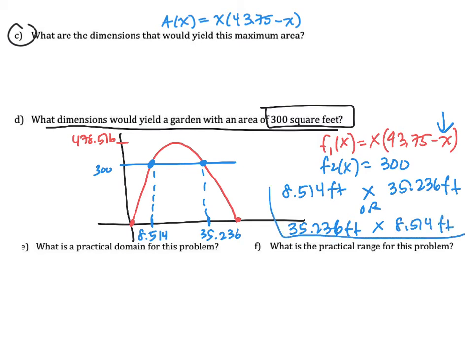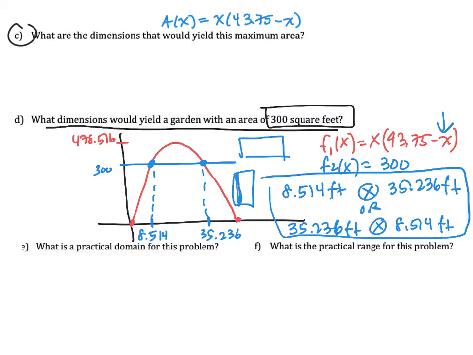So, yeah, it's either a rectangle like this, or it's a rectangle garden like that. Yeah, so it's either long or it's wide, I suppose, however you want to say it. So again, these little multiplication looking symbols mean the word by. Notice, so it's 8.514 feet by 35.236 feet, or 35.236 feet by 8.514 feet.